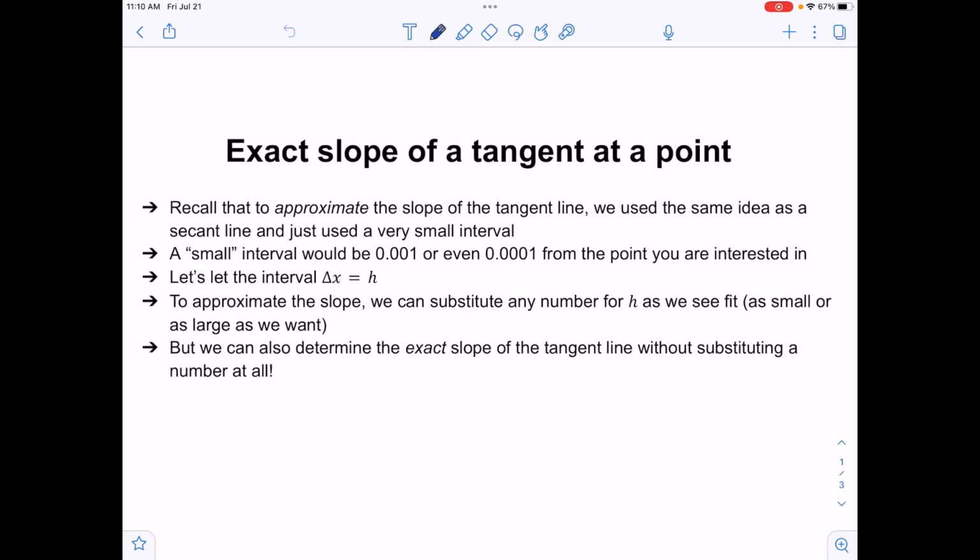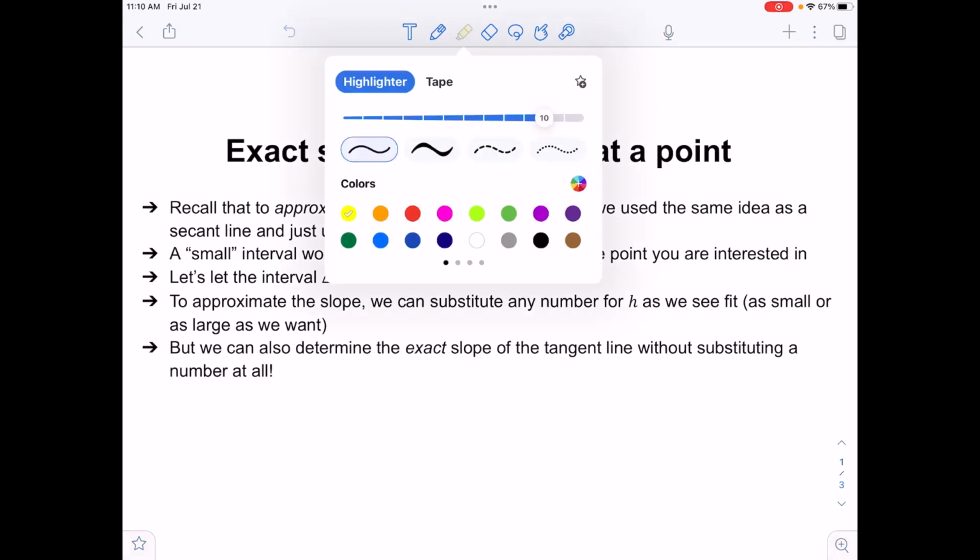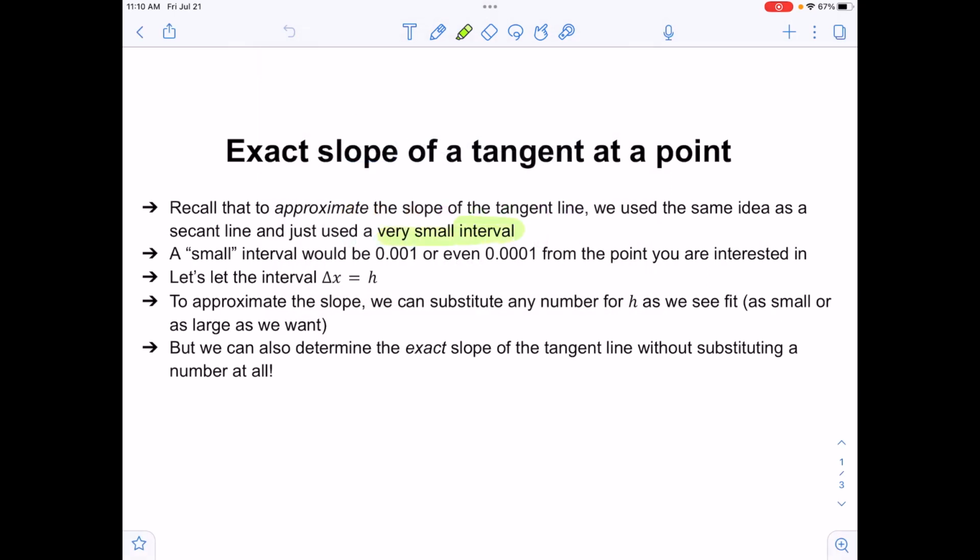Okay? We were looking, as I said, across a very small interval. Okay, and what we had used was these really small numbers. So, like it was 0.001, maybe there were 3 zeros, and it was from the point that we were interested in. Now, the interval could be anything, right?